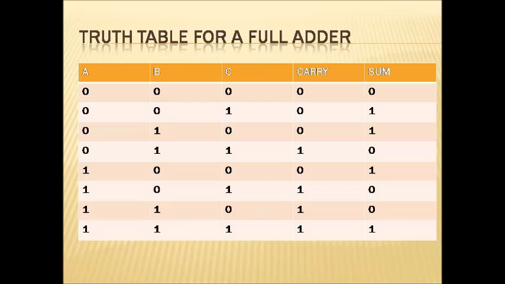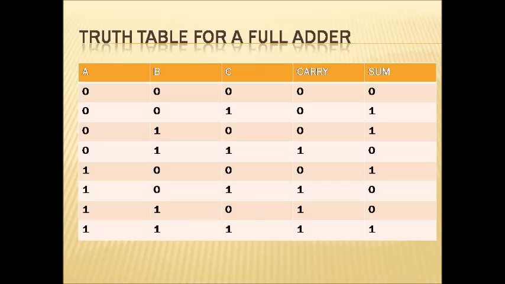When we add 0 plus 0 plus 0, that is A equal to 0, B equal to 0 and C equal to 0, we will be getting carry as 0 and sum as 0. Next one is A is 0, B is 0, C is 1, which is 0 plus 0 plus 1. We are getting carry as 0 and sum is equal to 1. Next one is A is equal to 0, B is equal to 1 and C is equal to 0. So this also produces carry as 0, sum is equal to 1.